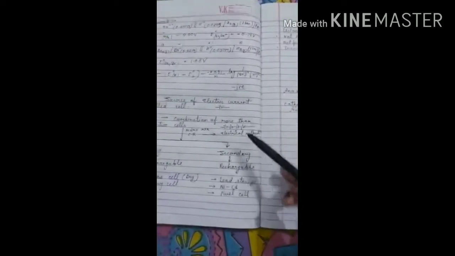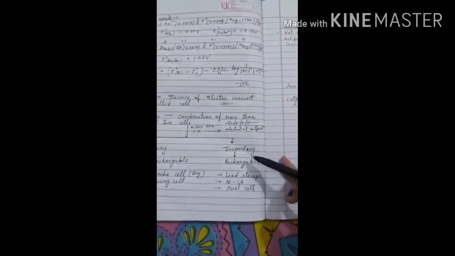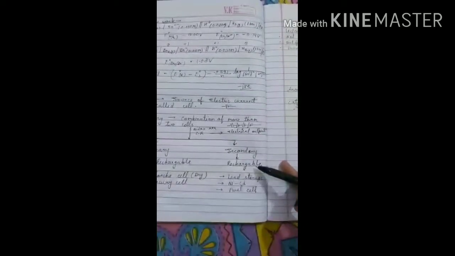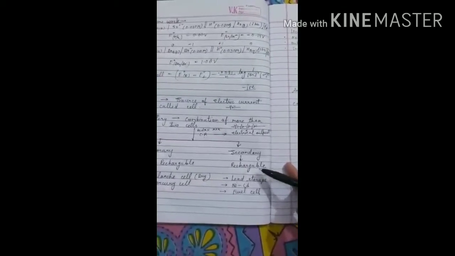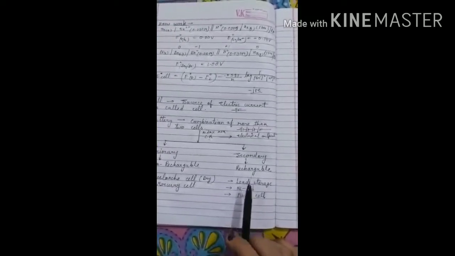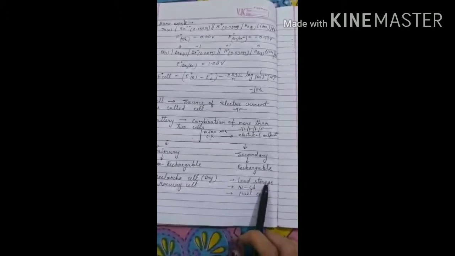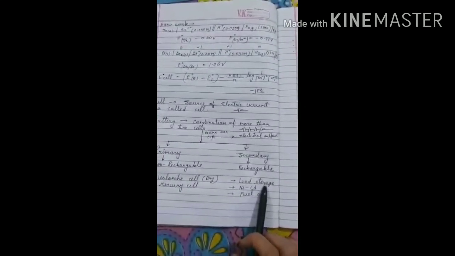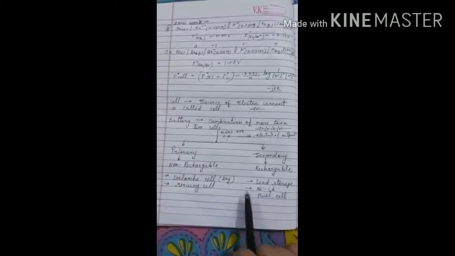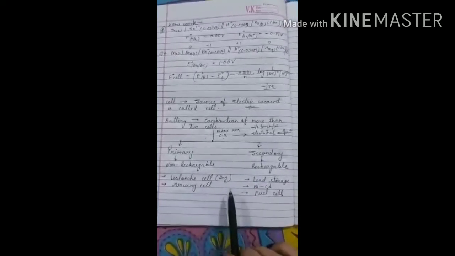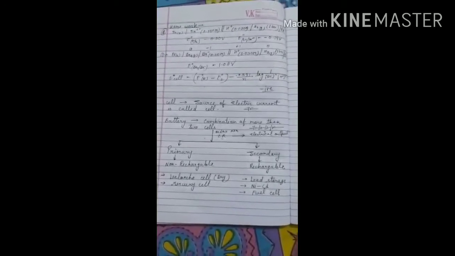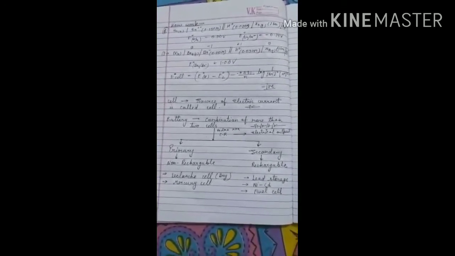Now the next category is secondary. Secondary cells are rechargeable. Rechargeable means they can be used again and again. I give you an example: the battery which we use in an inverter is a lead storage battery. This can be charged again and again. Next is nickel cadmium and another one is fuel cell. So all types of cell or battery, we are going to study in detail one by one. I hope you all have got a little bit of introduction to cell and battery. That's all.